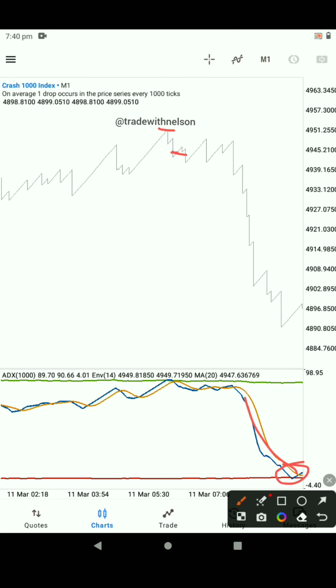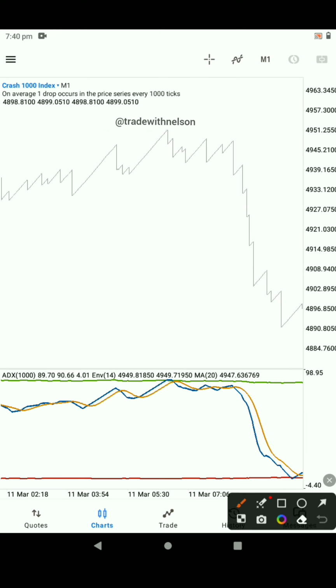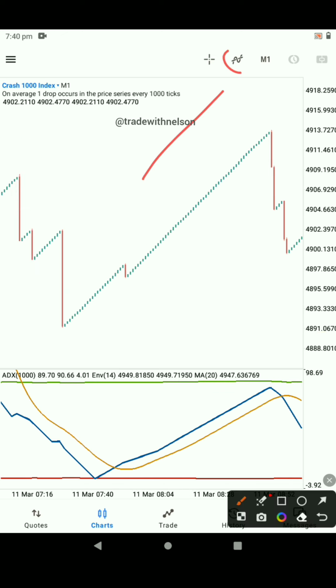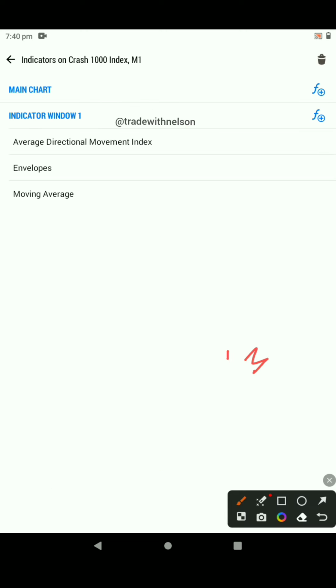You enter a sell here, stop loss above here, then you hold until it drops into the oversold level, which is this red level of the ADX. So you see how long the moves we are able to catch. So now let me show you the settings to my indicator. First thing you need to do is to click on this indicator icon over here. Like I said, I have just 3 indicators.